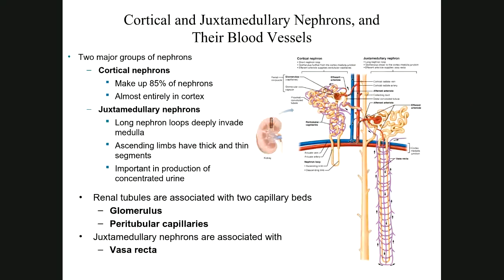Glomerulus, renal capsule, proximal PCT, nephron loop, and then the distal convoluted tubule.